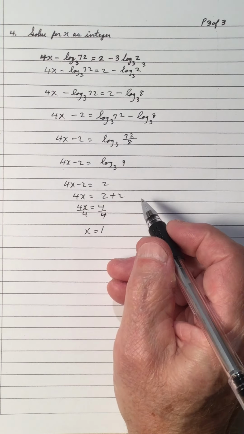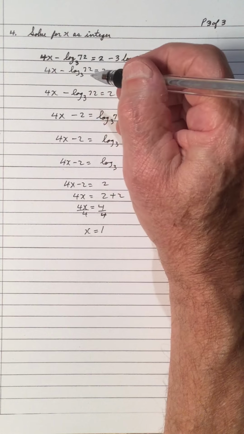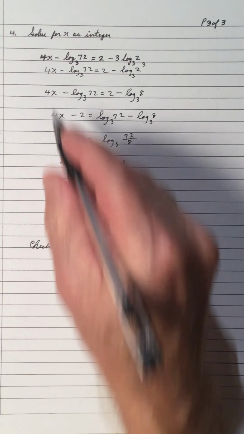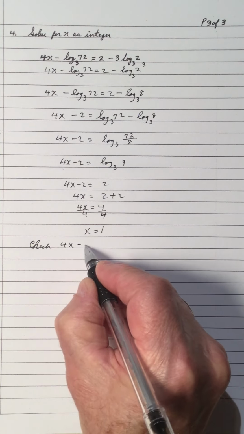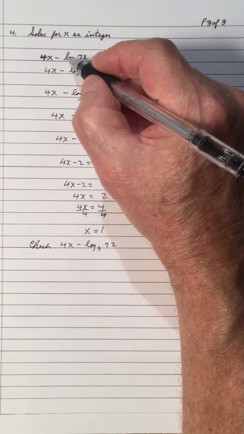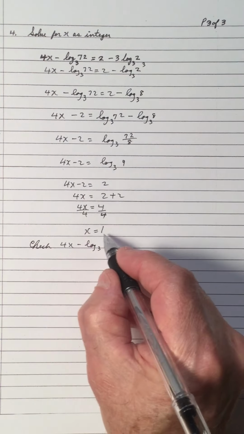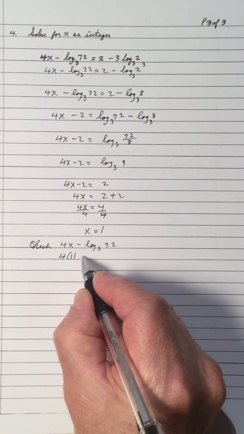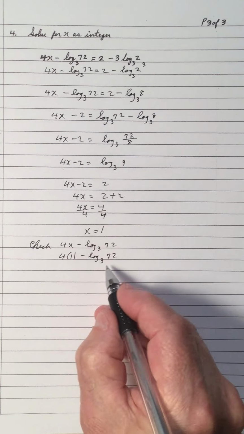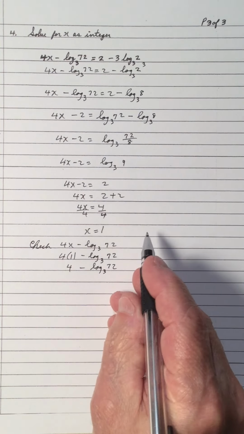And if you want to check it out, you can put it back in. But checking this one is going to be a little involved, so I want to check it for you just to show you. So what I'm going to do is take the left side and work it out to this side. So here we go. When x is 1, so 4 times 1 minus the log of 72.